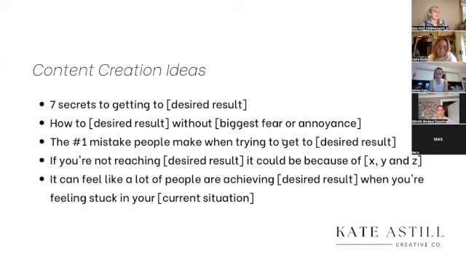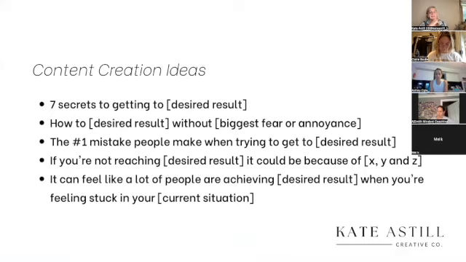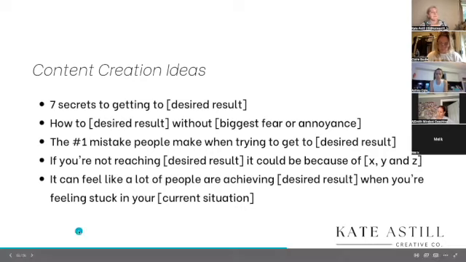We can look at 7 secrets to getting to the desired result. You can choose however many secrets. How to get to desired result without their biggest fear or annoyance. The number 1 mistake people make when trying to get to their desired result. If you're not reaching your desired result, it could be because of blah, blah, blah. And it can feel like a lot of people are achieving desired result when you're feeling stuck in your current situation. And so these are all hooks that get them to read further down into your content.